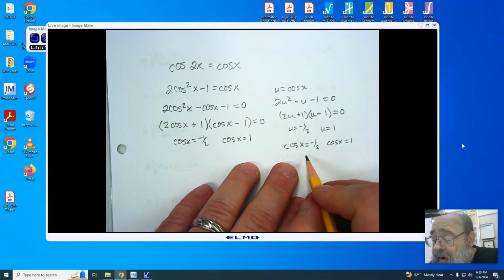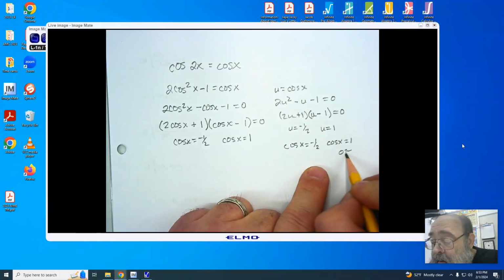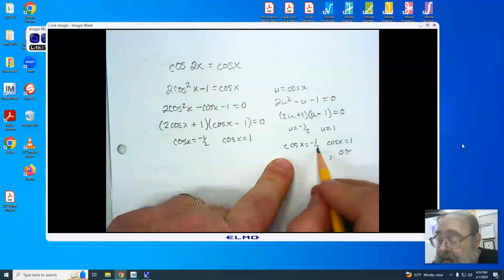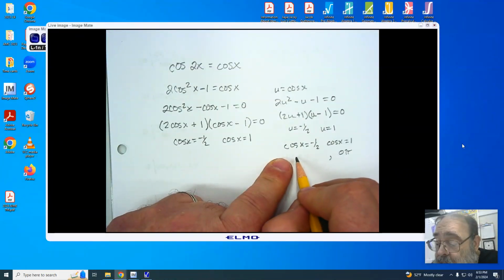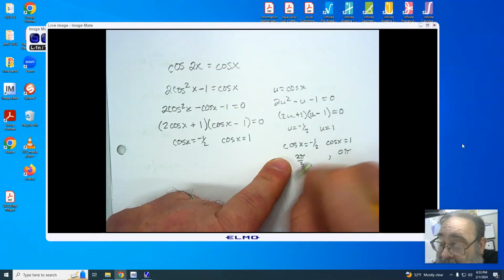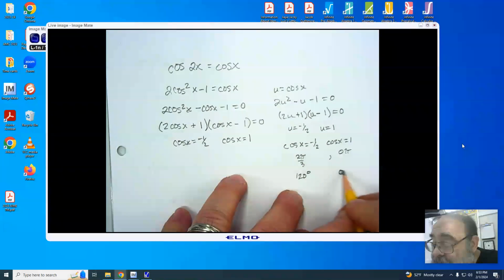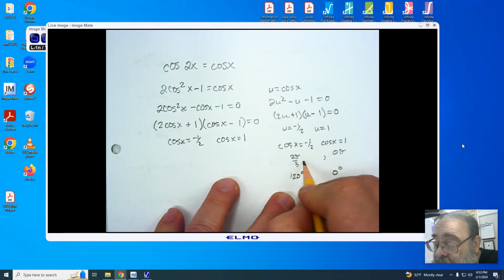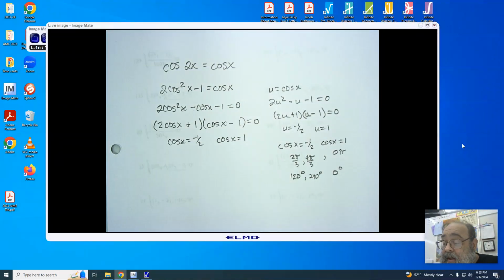Now I'm going to go ahead and find my solutions. We know cosine is 1 at 0 pi, and we know that cosine is going to be negative 1/2 in the second and the third quadrant, and the reference angle is pi over 3. So I'm going to have 2 pi over 3, or 120 degrees, we have 0 degrees, and then in the third quadrant, I'm looking at 4 pi over 3, and that's going to give me 240 degrees. And the reference angle is a 60-degree angle.